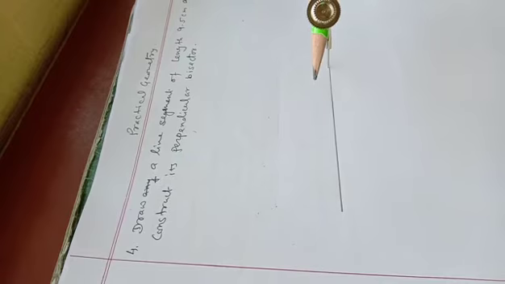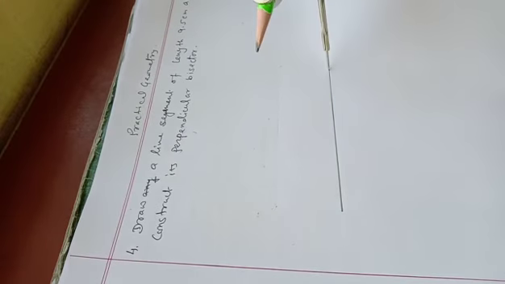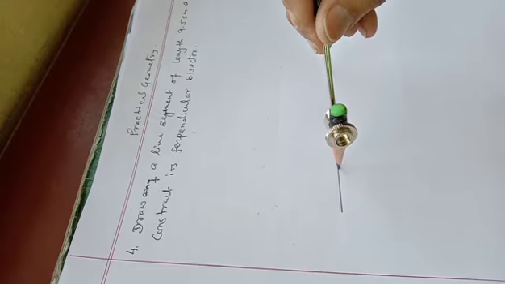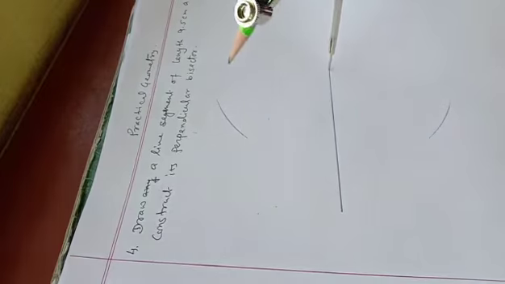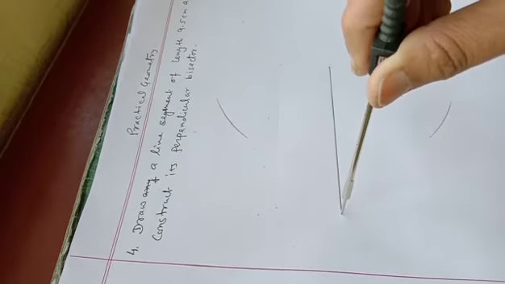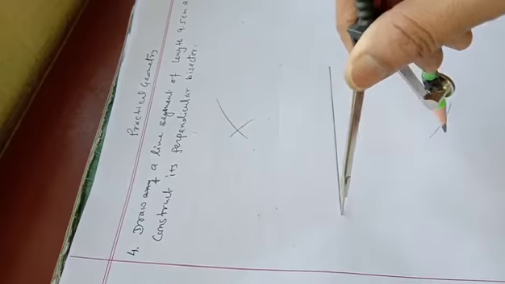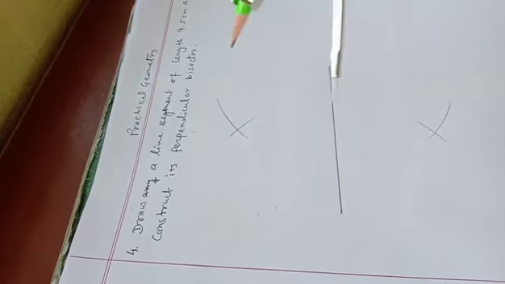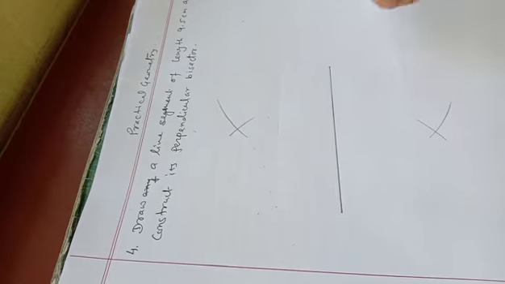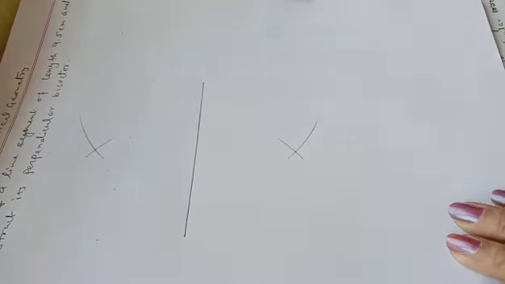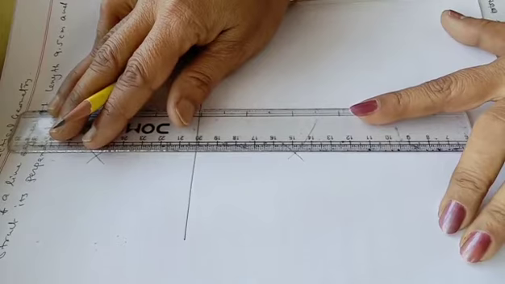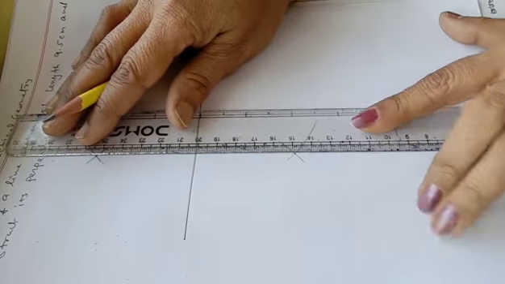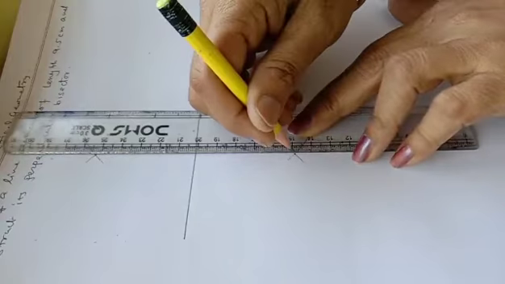Take the line segment 9.5 centimeter and put the pointer on one end of the line, and take more than half length and draw two arcs on both sides of the line. Again put your pointer on the other end of the line and draw two arcs which will meet the previous arcs at a particular point. Then join these 2 points, which will be the perpendicular bisector of the line.